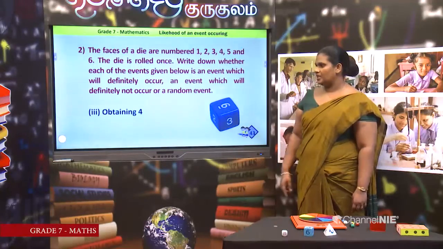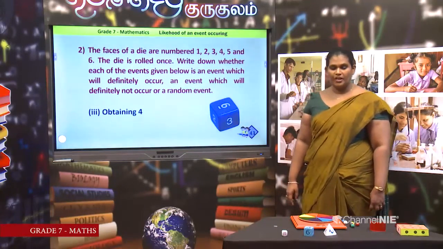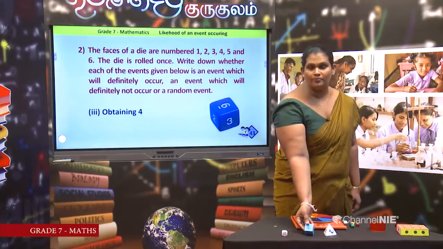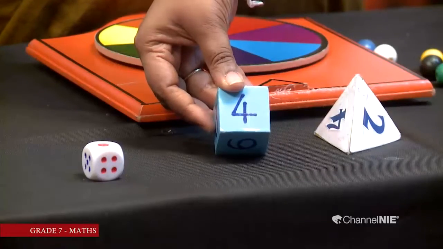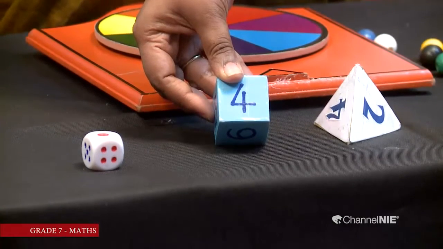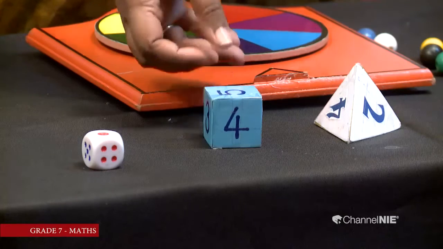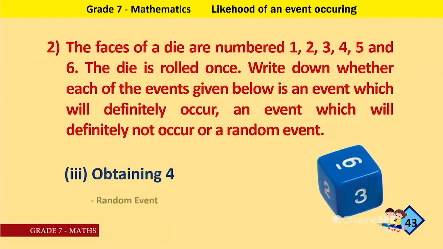Next one, obtaining 4. In my regular die, I have got 4. Isn't that so? Therefore, I might get 4 when I roll this regular die or I might not. Therefore, once again, it's a random event.